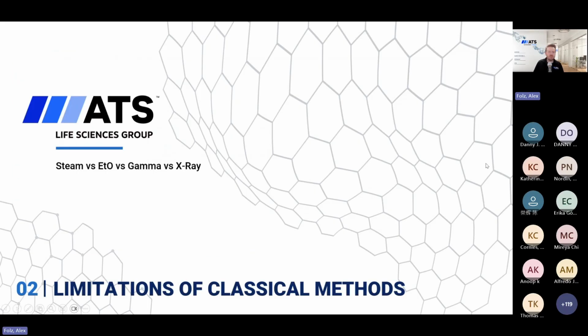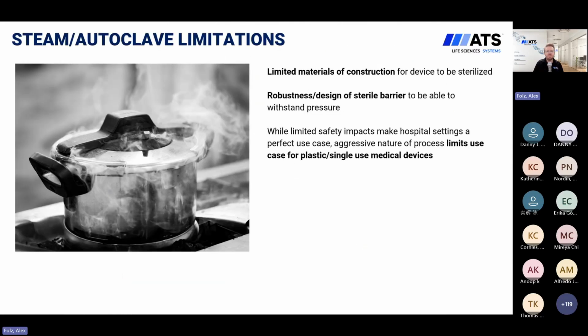All right, having talked through some of those existing modalities, now we'll talk about some limitations of these methods. Starting off with steam and autoclave. So again, one of the bigger challenges here is limited materials of construction for the device to be sterilized. One of the biggest questions is typically the robustness and the design of the sterile barrier to be able to withstand the pressure, temperature, and moisture inherent with this method.